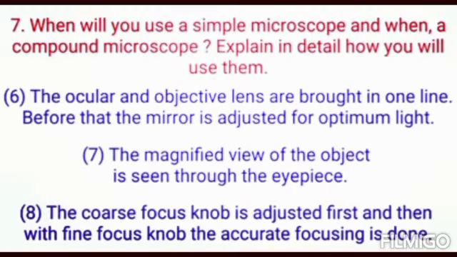The ocular and objective lenses are brought in one line. Before that, the mirror is adjusted for optimum light. 7. The magnified view of the object is seen through the eyepiece. 8. The coarse focus knob is adjusted first and then with the fine focus knob the accurate focusing is done.